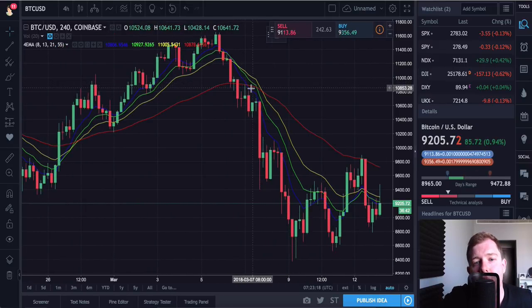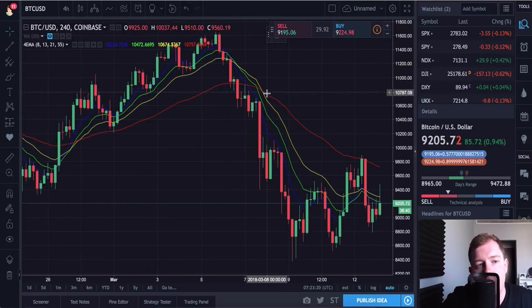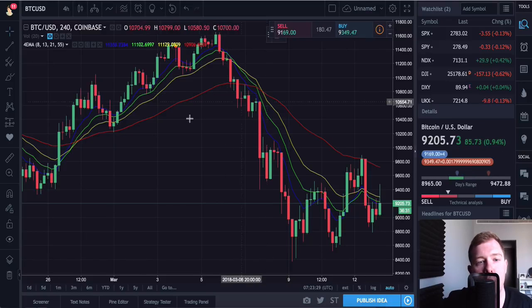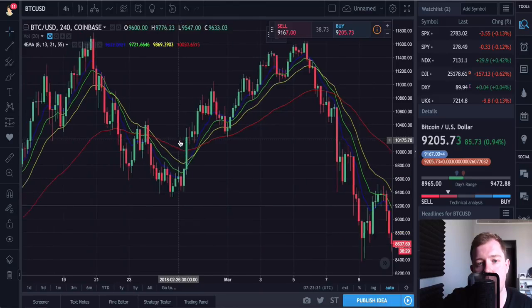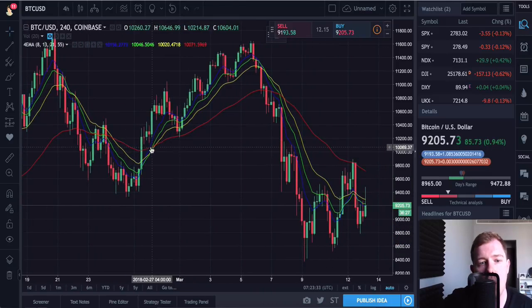We can see here the red in fact crossed over the blue. So the 55 in fact crossed over the 8. That's a big signal in my opinion that we're going to see a bit of a downtrend or a pullback. We can see here as well, just over this short space of time, the signals lined up perfectly. Blue, green, yellow, red.